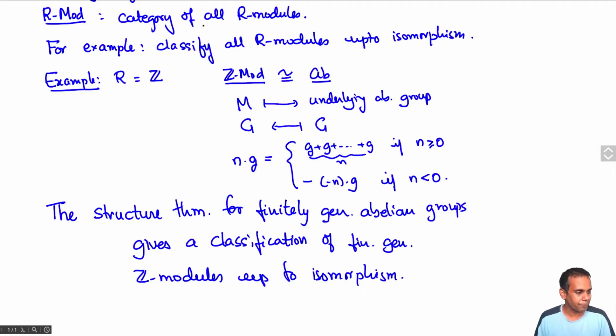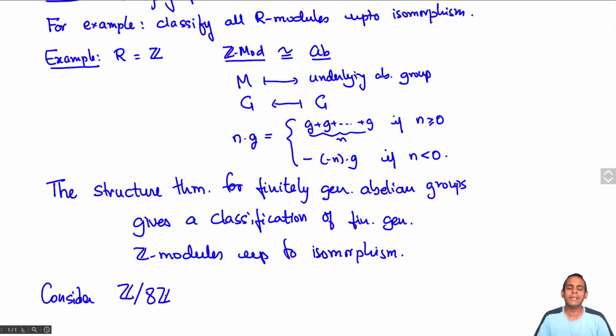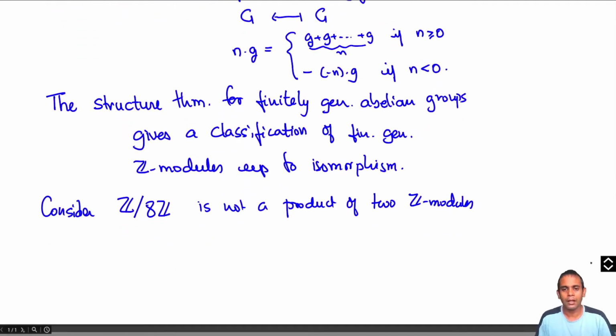So, for example, consider the Z module Z/8Z. This cannot be written as a product of two abelian groups, or a product of two Z modules. So in some sense, it is a building block for the category of Z modules. But on the other hand, it's not the simplest object that you have.